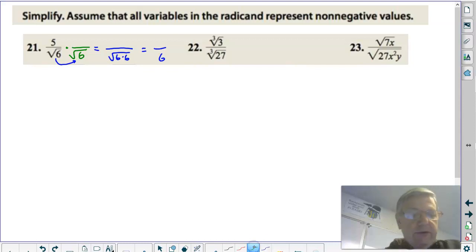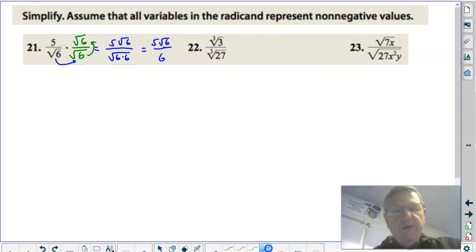Okay, so that's what I was after. But remember, whatever you do to the bottom, you got to do the same thing to the top. So the top becomes 5 times the square root of 6. So our final answer, 5 times the square root of 6 over 6.